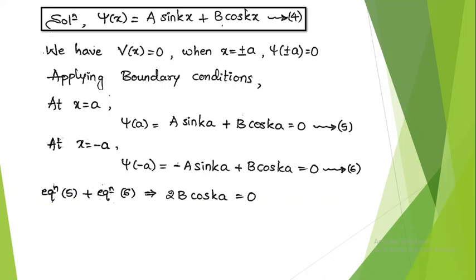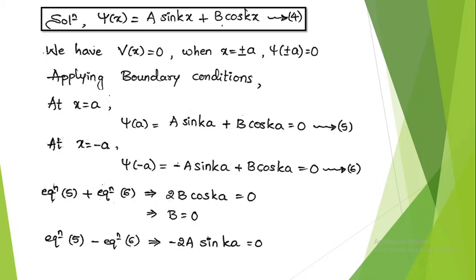So equation 5 plus equation number 6: the first part, that is A sin ka minus A sin ka, will get cancelled out and the second term will add up, giving us 2B cos ka is equal to 0. So when you solve it, we can say that B is equal to 0. There is a chance for cos ka equal to 0 also. So from this equation, either B will be equal to 0 or cos ka will be equal to 0. Then when you add equation 5 with equation 6, you have the value of B.